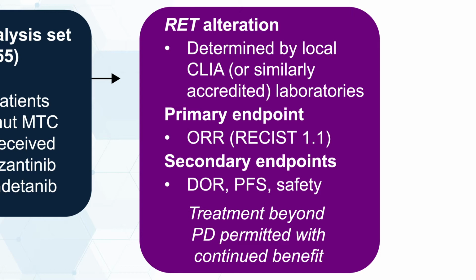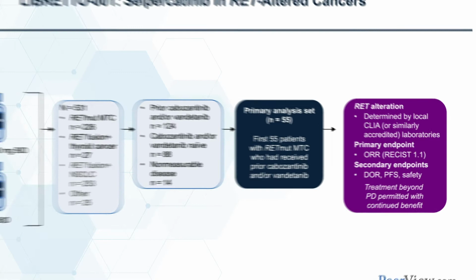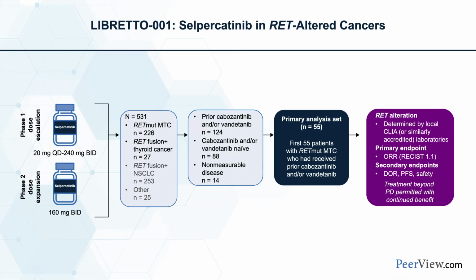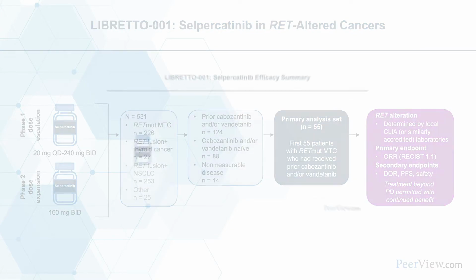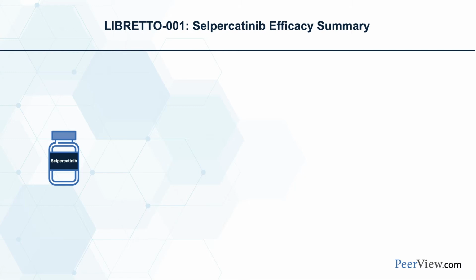In those cases, most of the time it was because there might have been a solitary site of progression, and that could be taken care of with either surgery or radiation, and then the patient could continue to benefit in other areas by continued treatment with selpercatinib. So let's turn now to look at the results from this primary analysis set. The selpercatinib efficacy summary was published recently in the New England Journal of Medicine. And the key takeaway of this entire study is the fact that the overall response rate was so good.